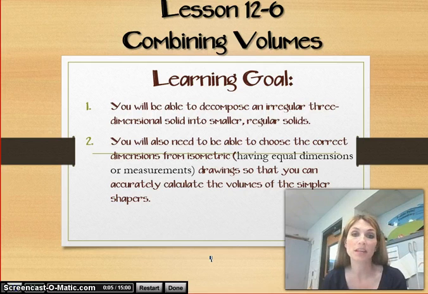Our learning goals will be to be able to decompose an irregular three-dimensional solid into smaller and regular solids. You will also need to be able to choose the correct dimensions from isometric, that means having equal dimensions or measurements, drawings so you can accurately calculate the volumes of the simpler shapes. Please write these down in your math journal, and whenever you're ready, go ahead and press play and we'll take a look at our first example.